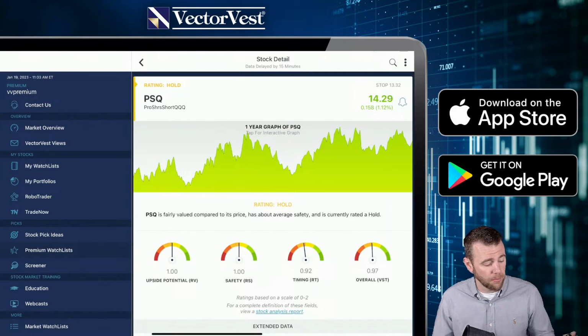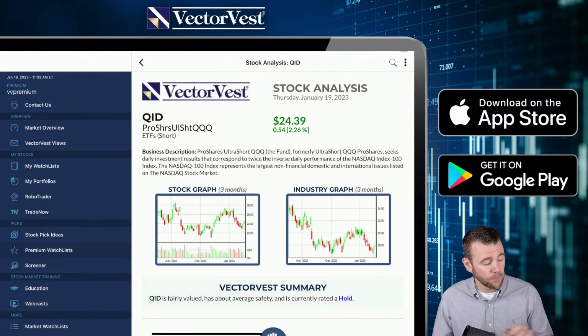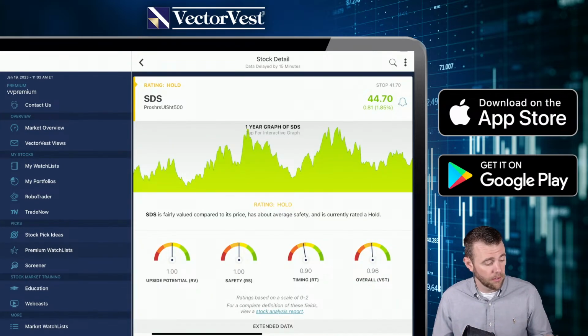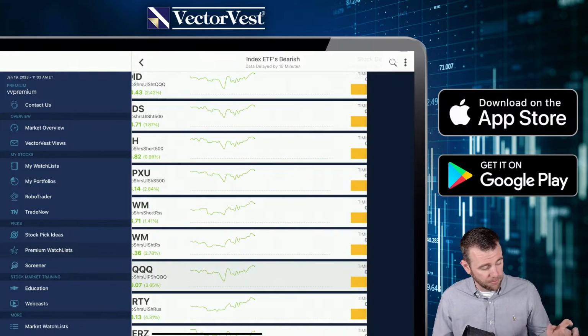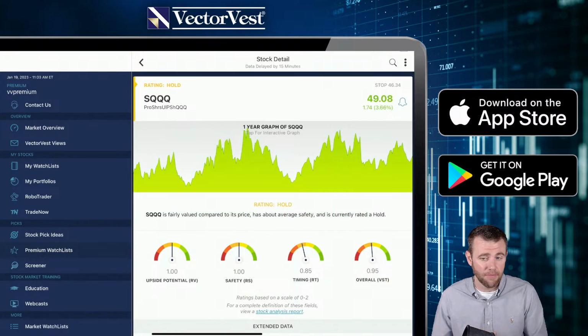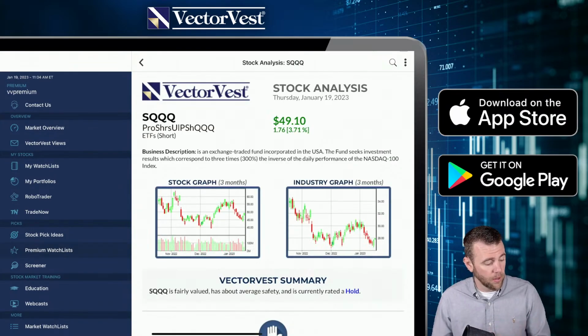If you wanted to get a little bit more leverage though, QID, pull up the stock analysis report. Investment results that correspond to twice the inverse daily performance of the NASDAQ 100. So here's the 2-timer. Here's S&P 500, notated by the 500 right there. If we scroll down a little bit more, SQQQ, QQQ once again indicative of the NASDAQ. Taking a look at the stock analysis report, you have the 3-time leverage inverse ETF.